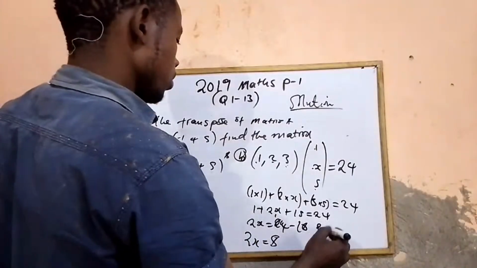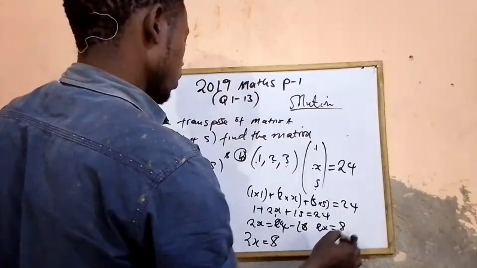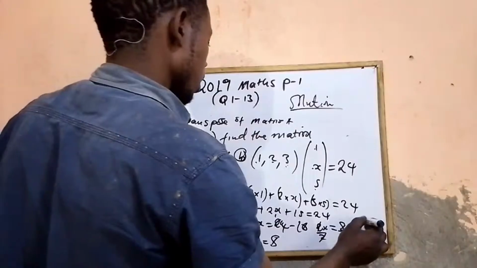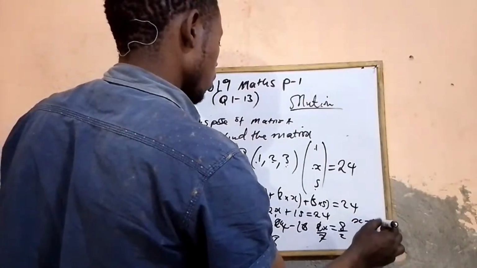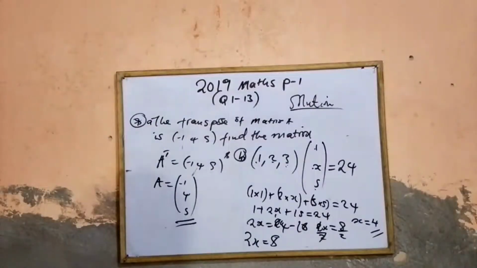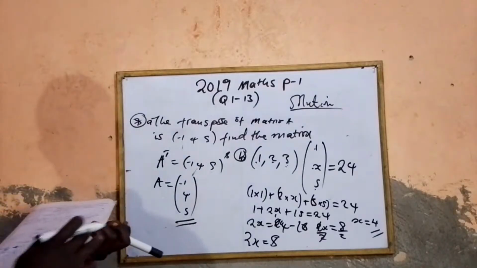So in which 2x equals 8, then you divide throughout by 2, x will be equal to 4. So this is the value of x. Okay, we are done for question 8, we are done. So let's move on to question 9.